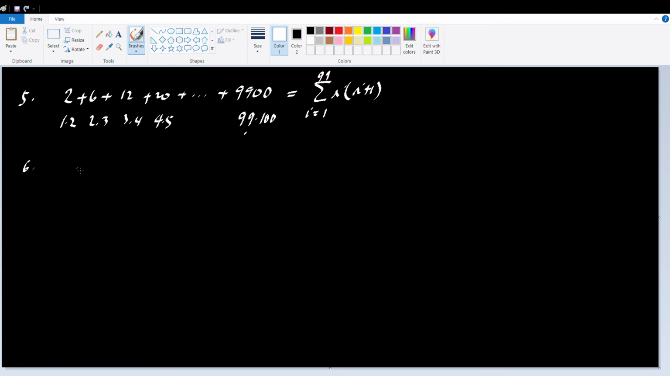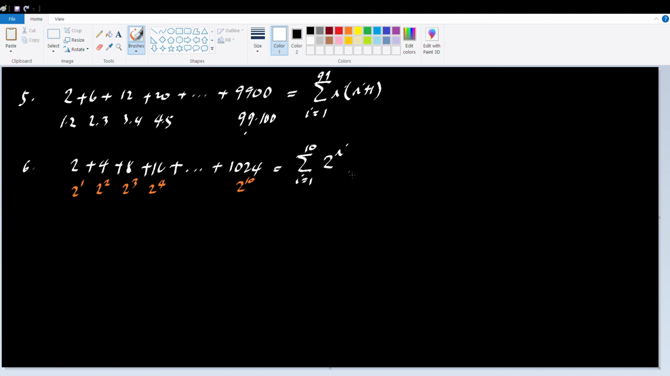Okay, let us have one final example. 2 plus 4 plus 8 plus 16 plus and so on and so forth plus 1024. So what are these? These are actually powers of 2. So 2 raised to 1 is 2, 2 squared is 4, 2 cubed is 8, 2 raised to 4 is 16, and 1024 is actually 2 raised to 10. So we shall write this as the sum of 2 raised to I from 1 up to 10. Alright?